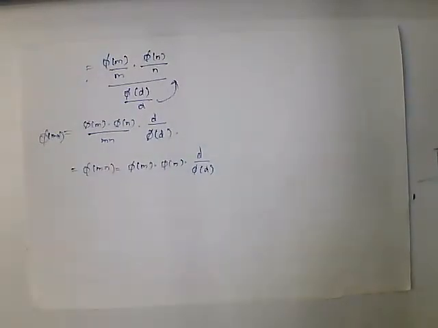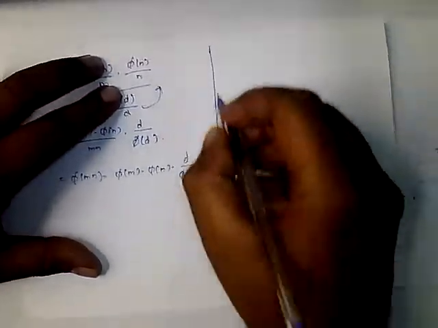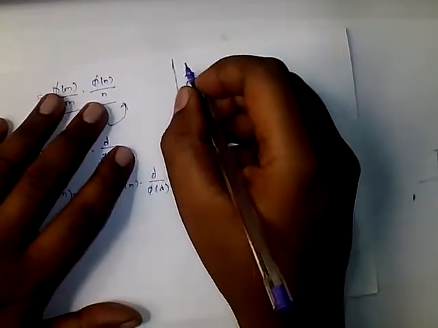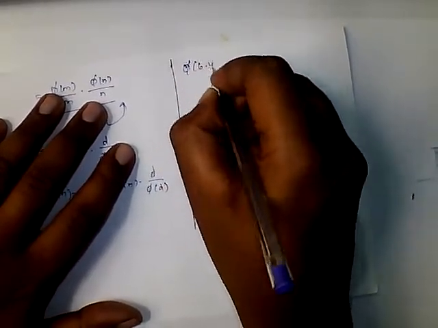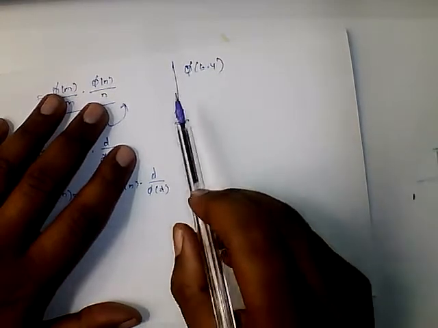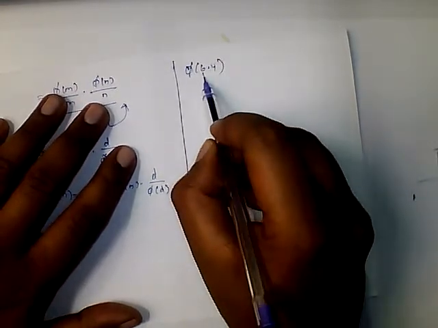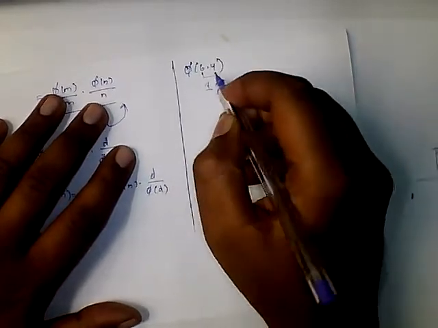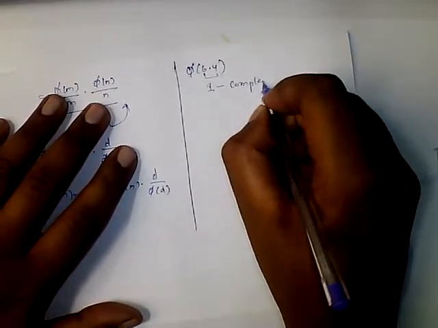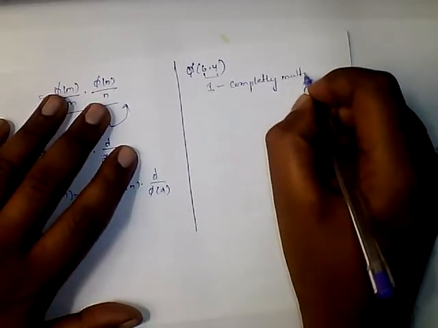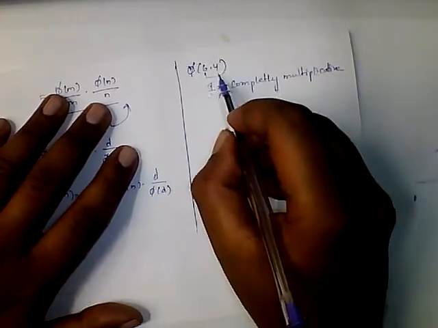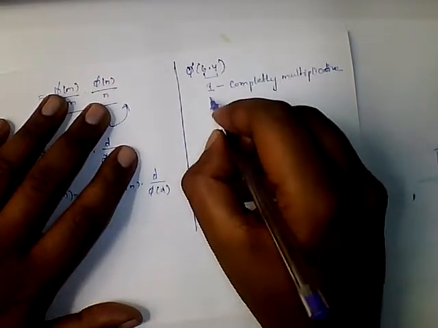Actually, this is also another formula for finding phi of some number n, and it works for every number, whether it is completely multiplicative or not. I will show you what is completely multiplicative and what is not. For example, if I consider phi of 6 into 4, in a previous video I said that the GCD of 6 and 4 should be equal to 1 for it to be multiplicative. But we know that the GCD of 6 and 4 is not 1. It is not equal to 1.